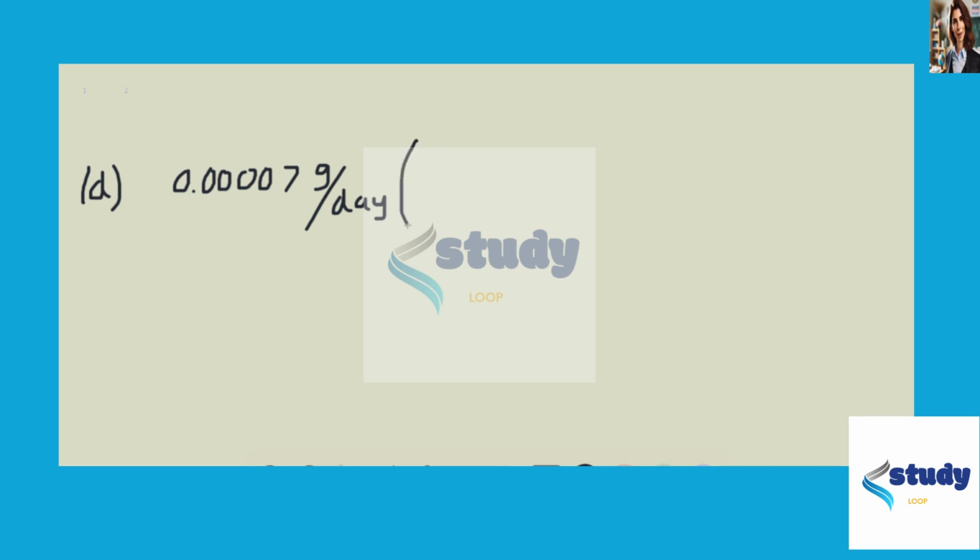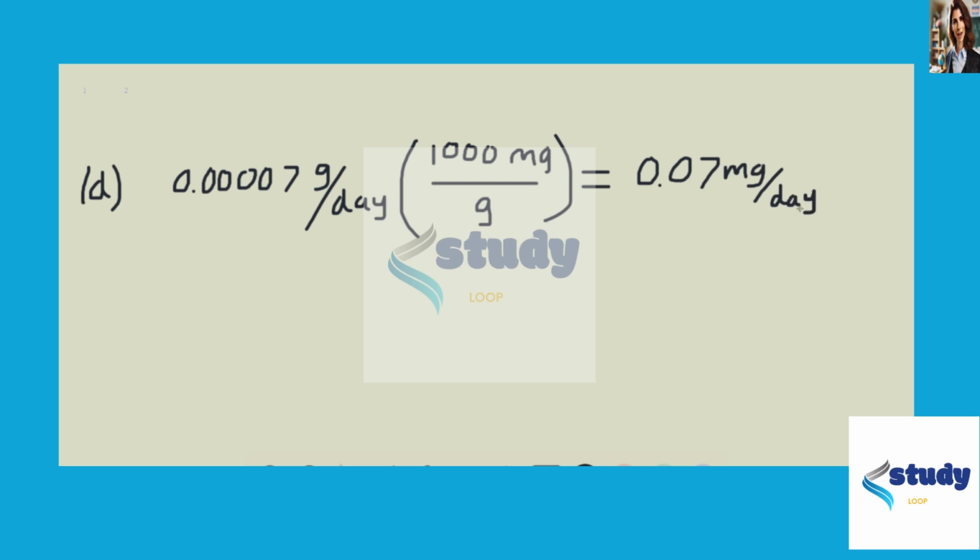Now we need to convert that into milligrams, and there are 1,000 milligrams per gram. So if we carry out this conversion, this will give us milligrams per day, which is what we were asked to find. So this comes out to equal 0.07. And the units here are milligrams per day. So we can box that in as our solution for part D in the final part of our question.